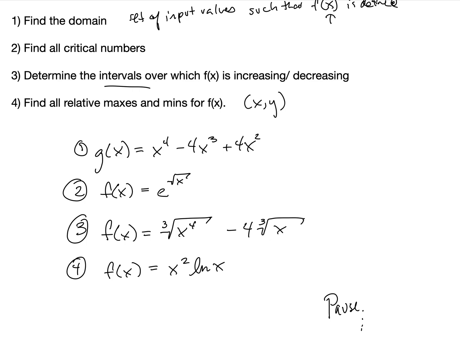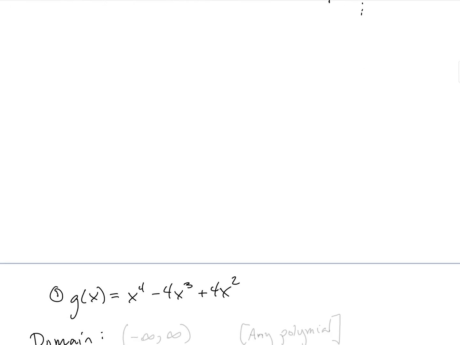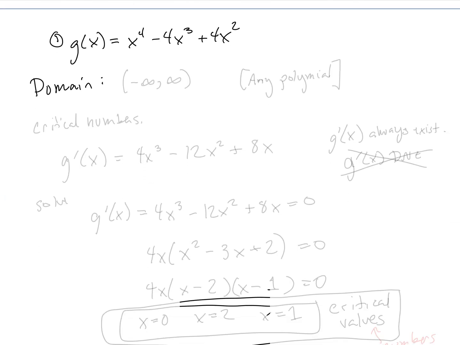All right, so for g of x, we want to think about the domain first of all, and this is a polynomial, so the domain is going to be all real numbers, and that's true for any polynomial because any polynomial is defined for any input value of x. There's no value for x we could put in such that g of x would not exist. Okay, now we want to find the critical numbers.